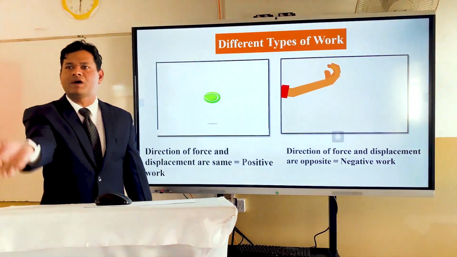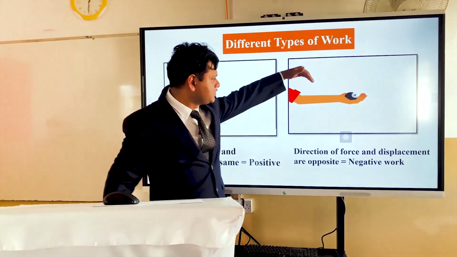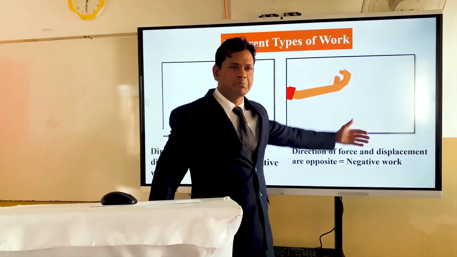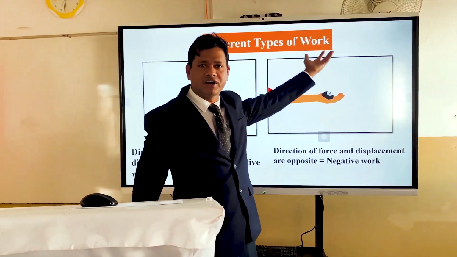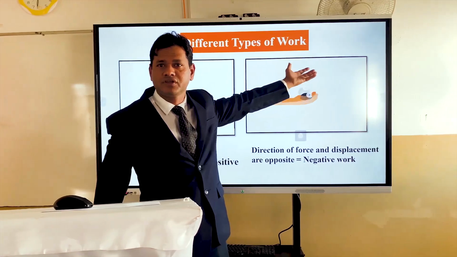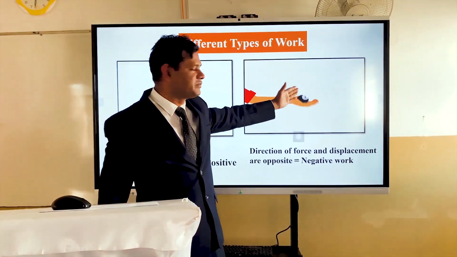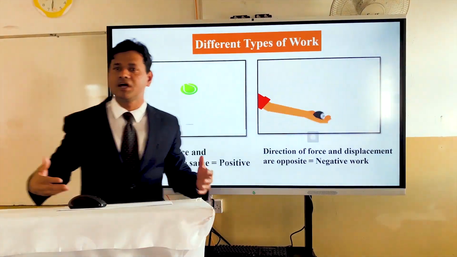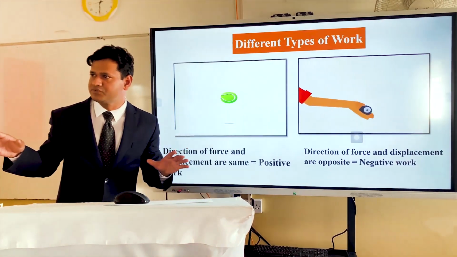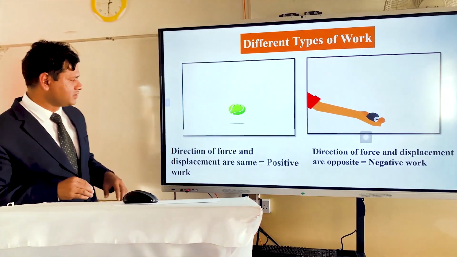And negative work: if I throw a ball upward, then gravity will act downward. But if we are throwing the ball upward, it is moving in the opposite direction of gravity. So here displacement and gravity force are in opposite directions. This will be the negative work. Have you understood the positive work and negative work? Yes, sir. Okay, thank you very much.